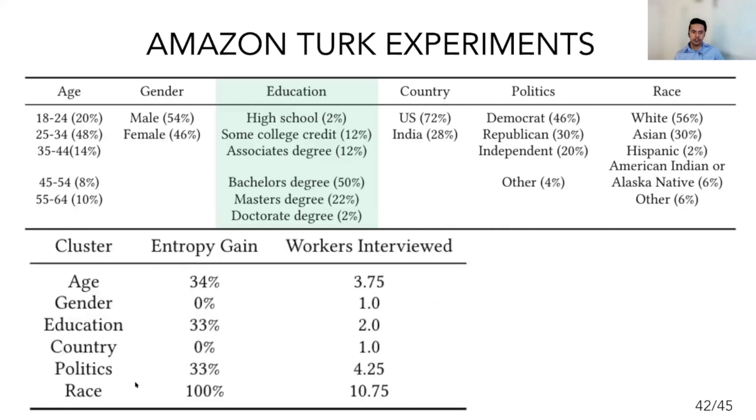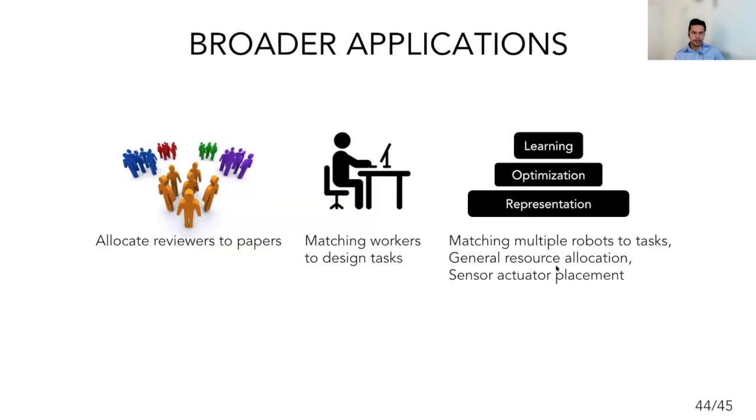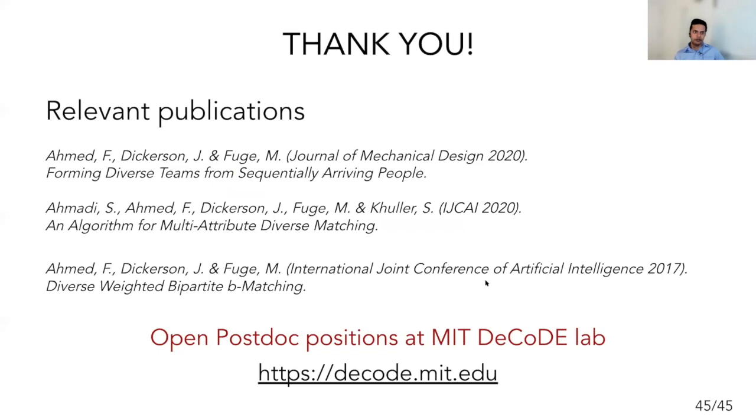And we also looked at a lot of different combinations for every possible attribute. So the key idea was that once you look at this price of diversity, you can think of what your task is and how important your task is for this specific application. So for example, if you have to write a review for a movie, then maybe you do not want political diversity and you do not want to spend 4 times the budget. With that, I would like to just wrap up. There are multiple broader applications, including team formation, as well as other resource allocation problems. And you can look at the relevant publications.